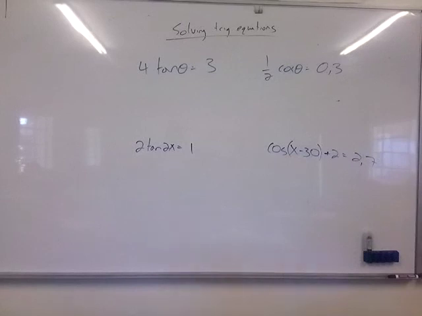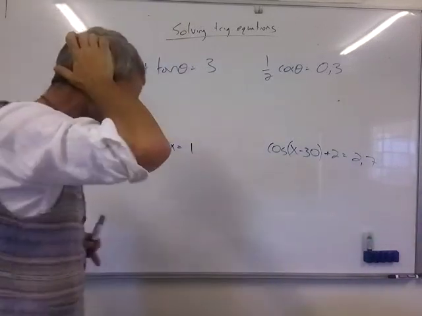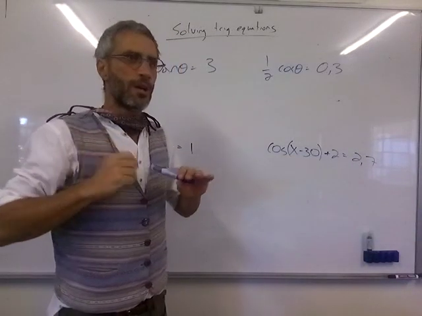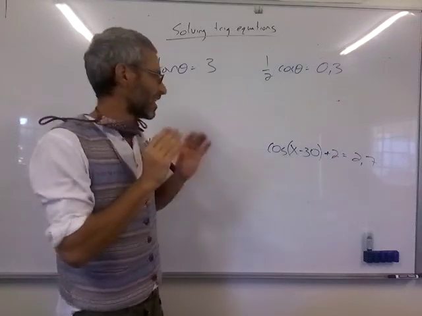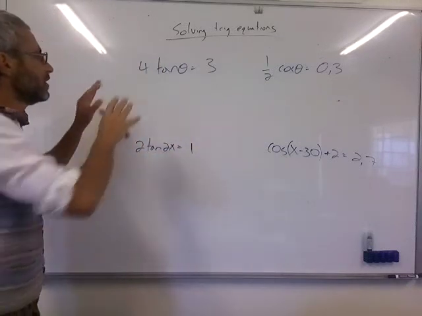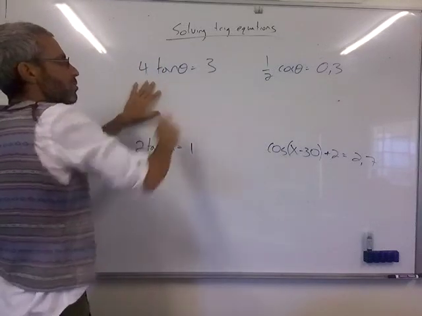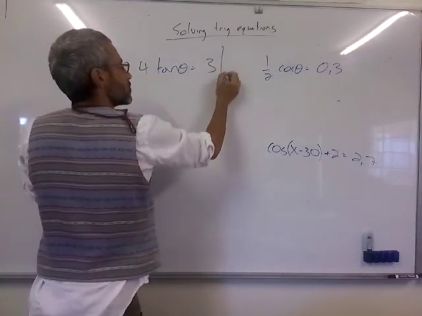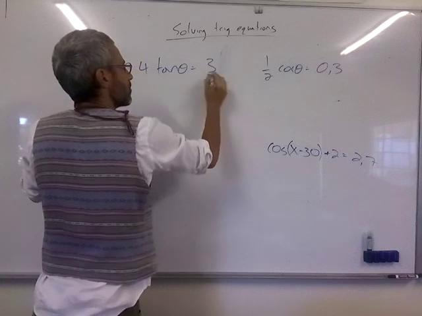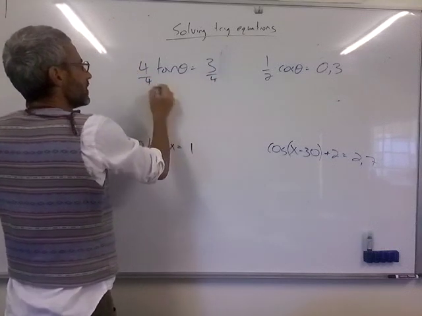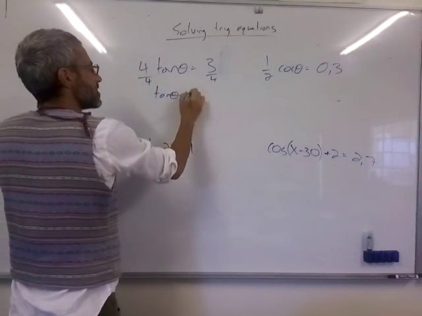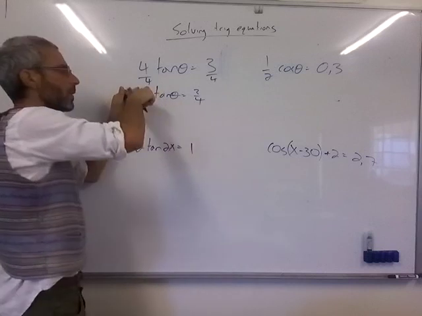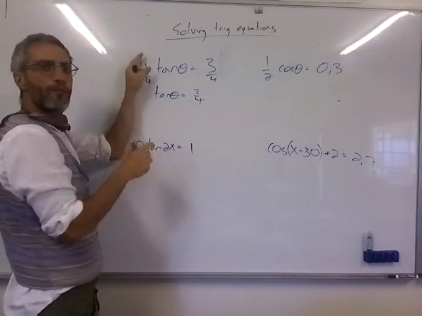Okay, so we've done these exercises. What we're really going to do is focus on more difficult ones. I don't think we got to that level yet. So yeah, 4 tan theta equals 3. How are we going to solve it? Divide by 4. Okay, so we're going to get tan theta equals 3 over 4. Now, why do I want to divide by 4? To get rid of that 4 here.